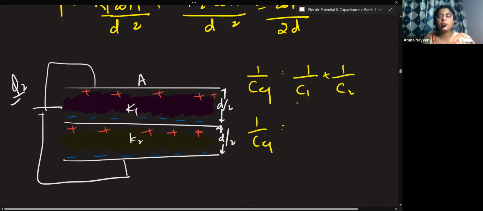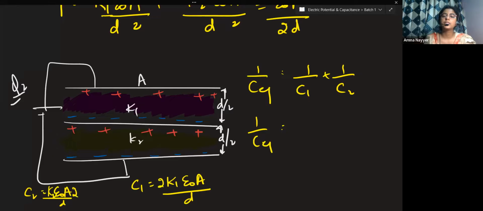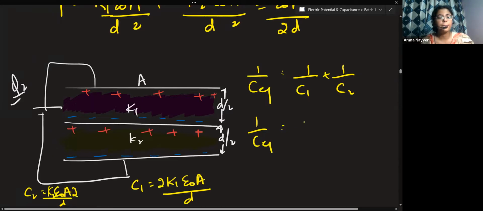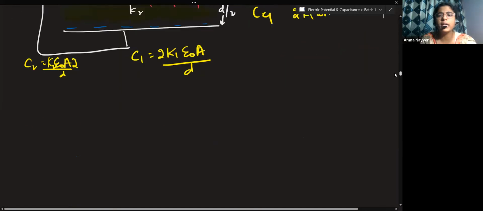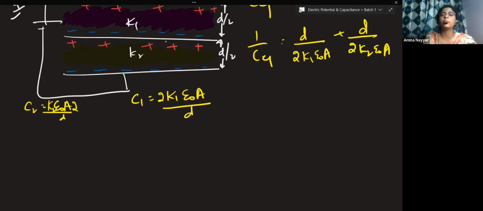So 1 by C equivalent will be what? C1 will be equal to K1 epsilon naught A divided by D by 2, so 2 will go up. Similarly, C2 is K2 epsilon naught A by D by 2, and 2 will go up. So 1 by C equivalent becomes D by 2 K1 epsilon naught A plus D by 2 K2 epsilon naught A. For solving this, I would suggest you to take common first. If you take out common, then your solving part becomes easier.